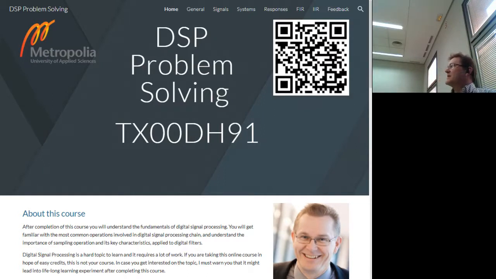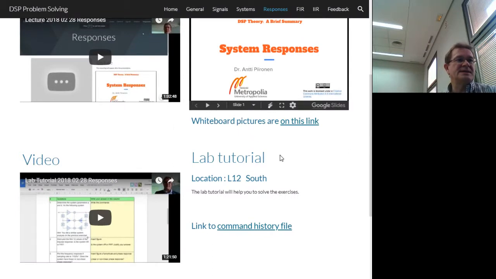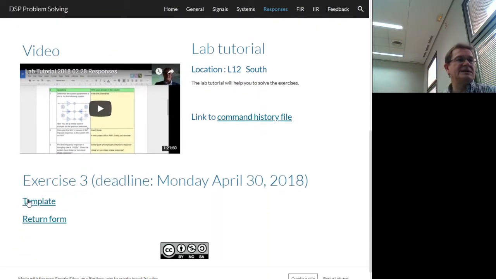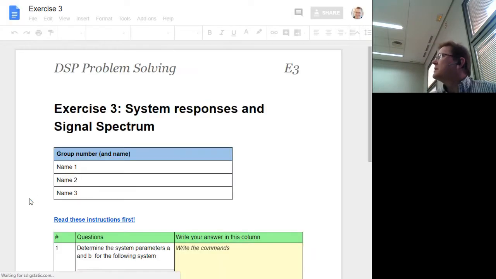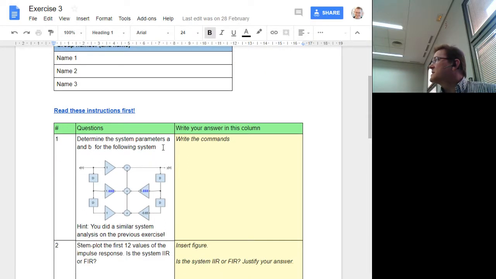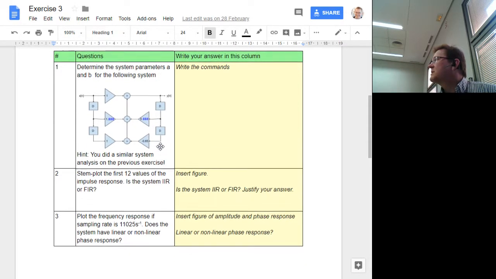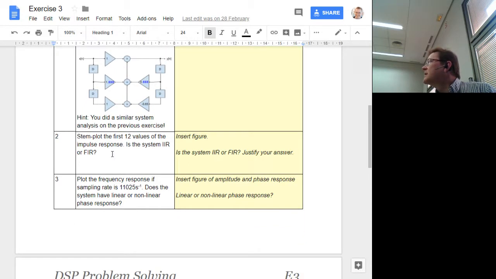Okay, so today's Wednesday. It means that today's topic is about system responses. And again, let's take a look at the questions I have. All right, so there is the determine again the system coefficients or system parameters for A and B for the system. I think this one has something different. Yes, it actually has a little bit of difference from yesterday.